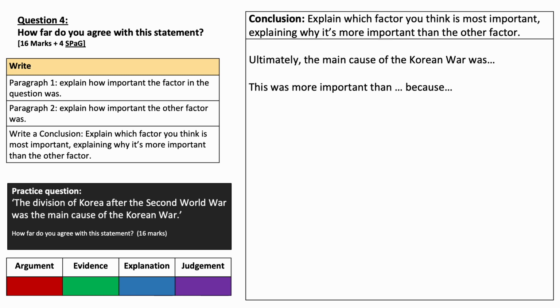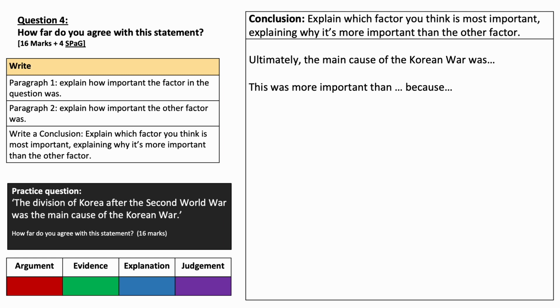And of course, because we're all aiming for 16 out of 16, it's time to do the conclusion. The conclusion is when you explain which cause you think is most important, and you really explain why it's more important than the other cause. So here are some sentence starters to help you. Ultimately, the main cause of the Korean War was, you choose whichever cause you think was most important. Then you say this was more important than the cause that you think was less important, because, and you go into that and you explain it.